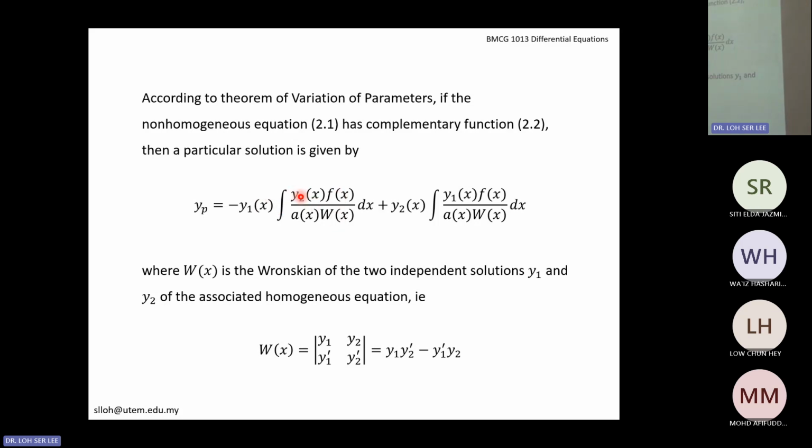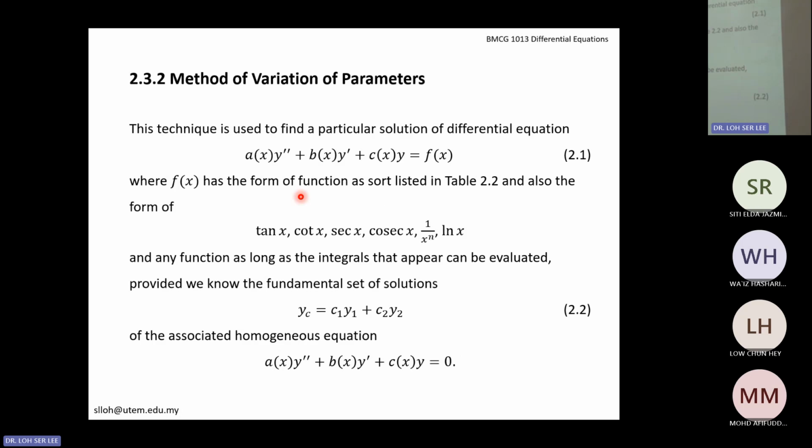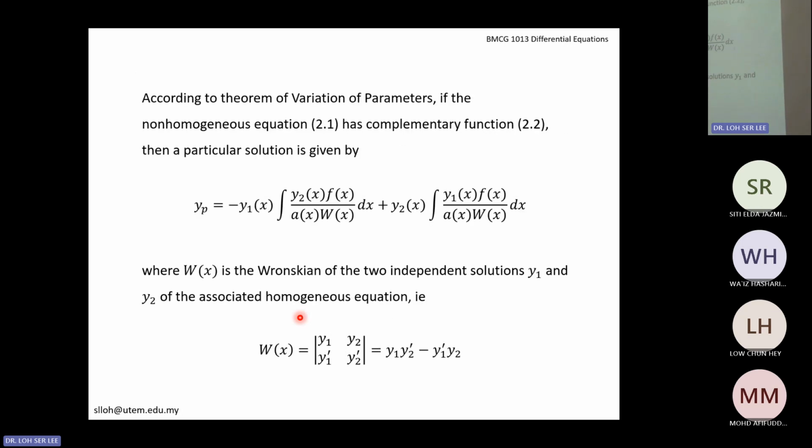The y1 and y2 come from your yc. So once you have obtained y1, y2, f(x), a(x), W(x), put them into the formula and integrate to get your yp. And then finally combine your yc with your yp, and you get the final solution, the general solution.